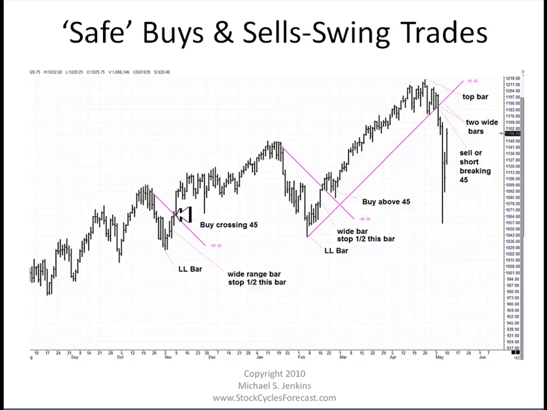But if it gets through the 45 at that point, you would have to go long, and then you could put a stop back under the 45. And here it goes on up, and if you had to stop here for a while, you might be in this trade for quite some time. Same thing happens on here.